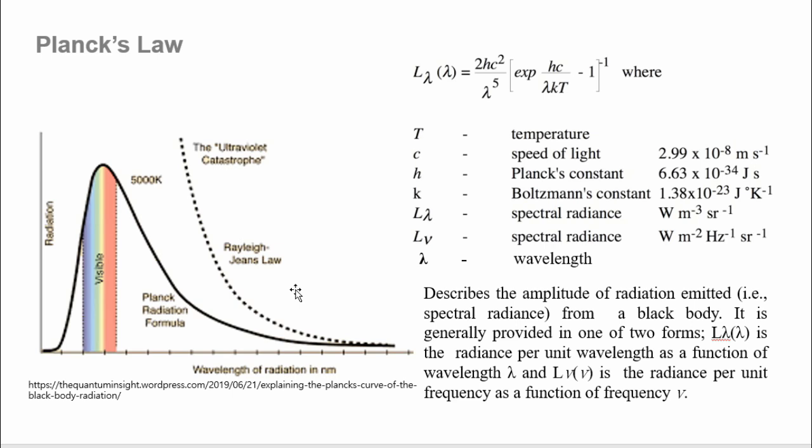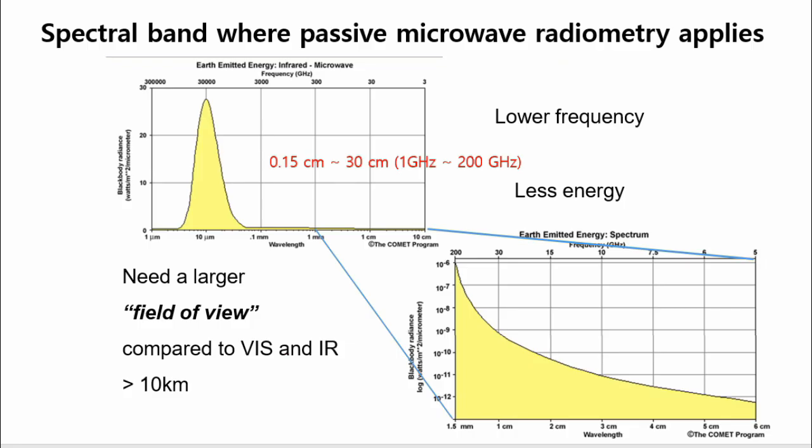The Rayleigh-Jeans law is linearly approximated, and this is a function of the temperature. If I zoom in on this area of the passive microwave wavelength region, passive microwave sensors operate in the low energy tail, at the longer wavelengths of the black body radiation curve for temperatures in this region.